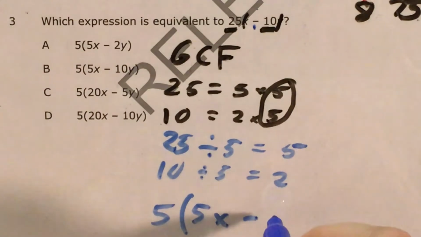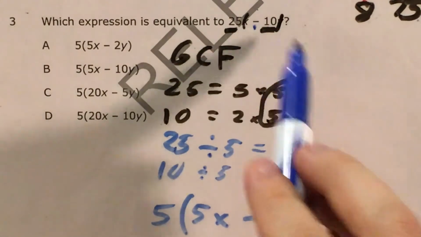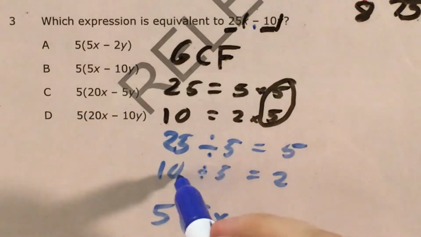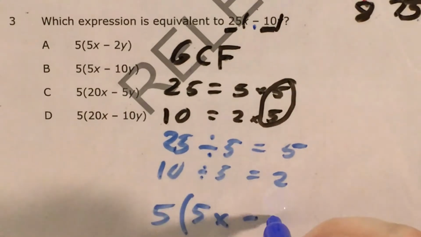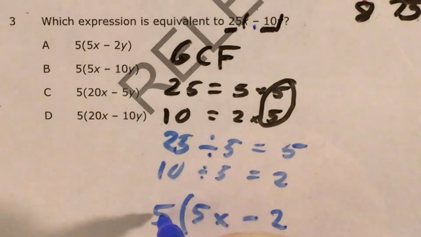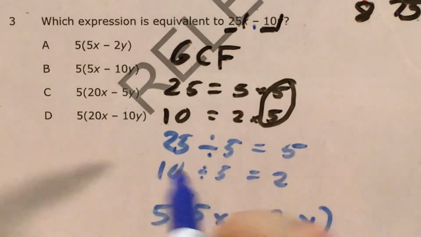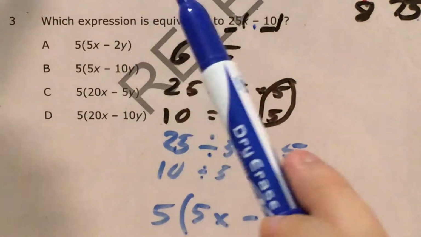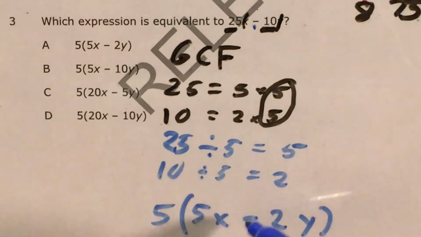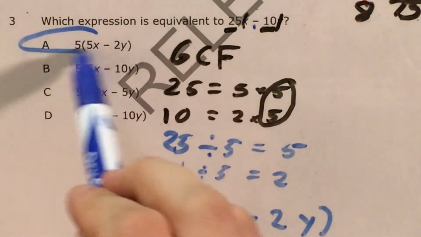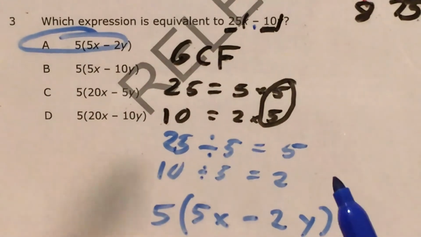I saw a minus sign here. I'm going to keep that. And then when I see 10y, I already know that 10 divided by 5 equals 2. So 10 divided by 5 equals 2. I keep my y there. I close my parentheses. And now I'm going to look for whatever answer choice matches this. And you might have already seen that it's choice A.